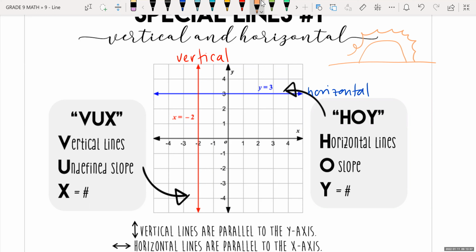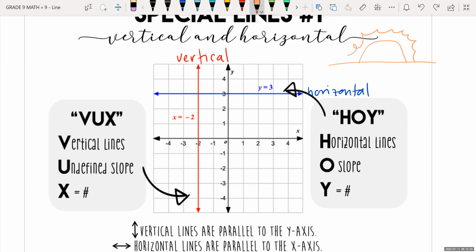Now there are a couple of rules, but I have a very creative trick to help you remember them. So the acronyms I need you to remember are VUX and HOY. And yes, they sound hilarious, but remembering this will always help you remember what's happening. I almost think of it as like a German word. Every time I say the word VUX, I always think of a Volkswagen for some reason. However you want to remember it, it's up to you.